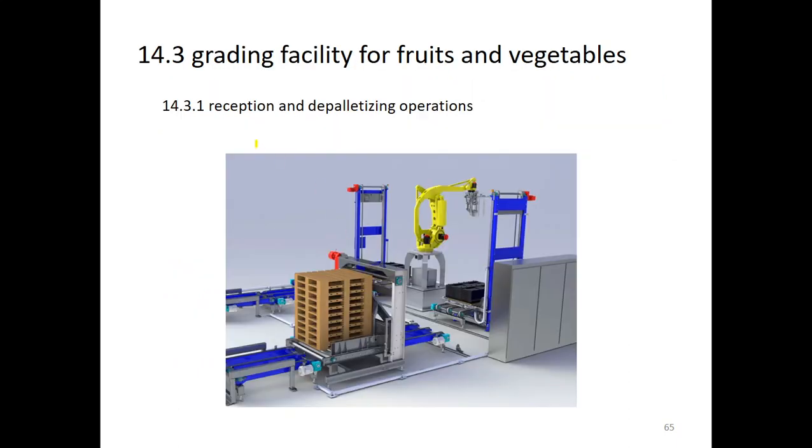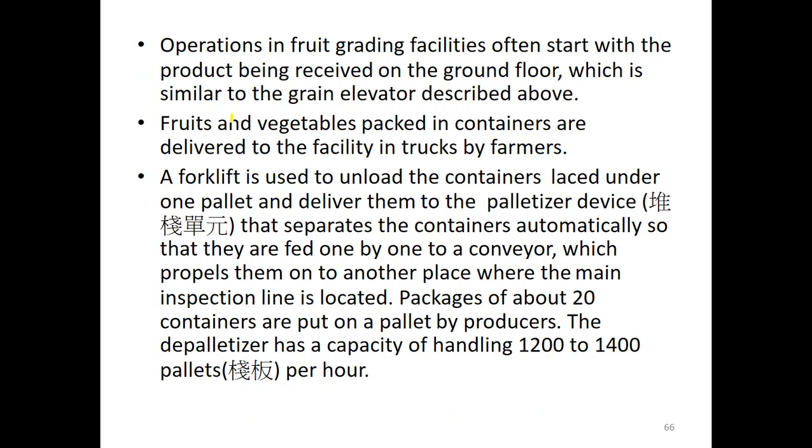Okay, so here we jump to the grading facility for fruit and vegetable. This picture shows the reception and depalletizing operation. So here is the pallet. In Chinese, it's 砧板, and we're using a robot. You see here is a robot, and we call it a palletizing device. You will see it tries to handle the fruit and vegetable tray by tray or pallet by pallet.